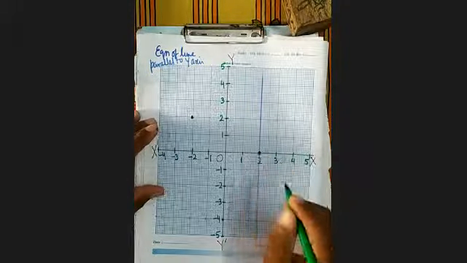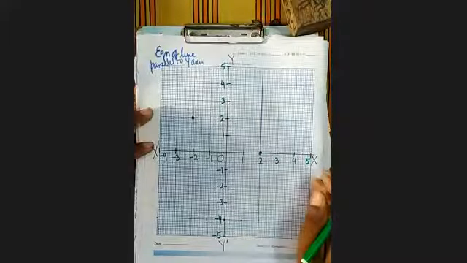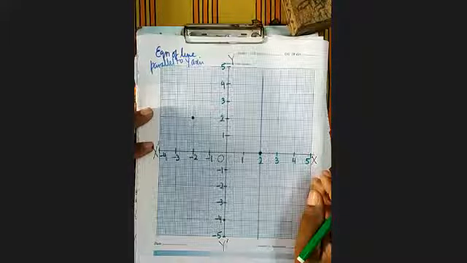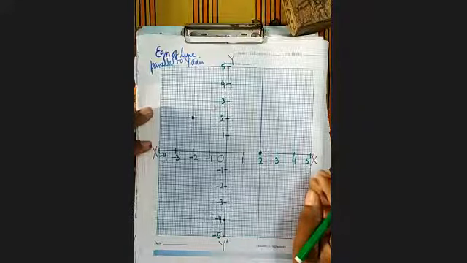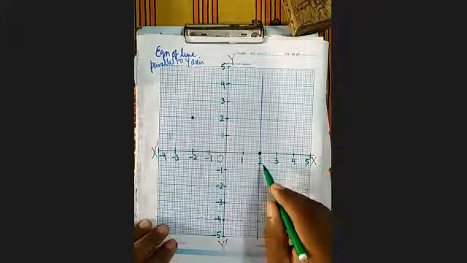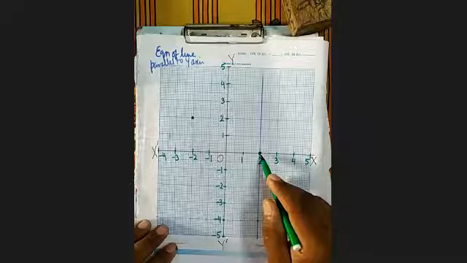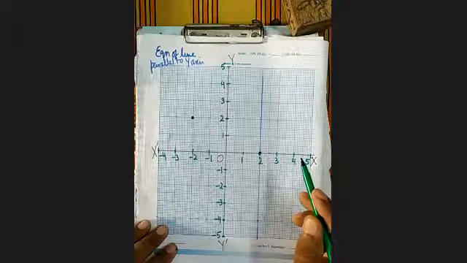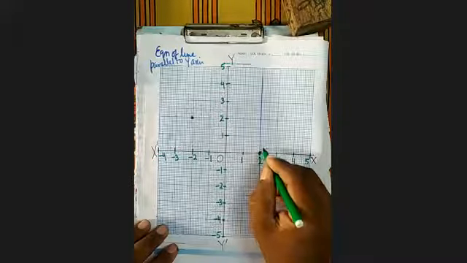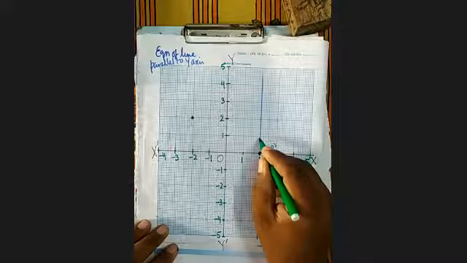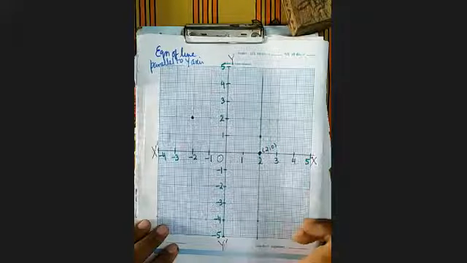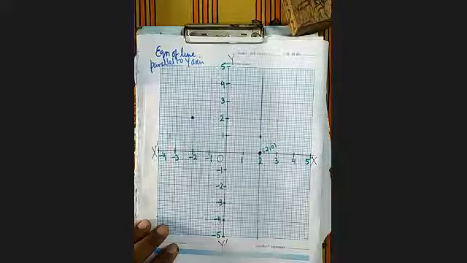Now you can see here. What is the coordinate of this point? Who can tell? 2, 0. The coordinate of this point is 2, 0. Here this point? 2, 1.